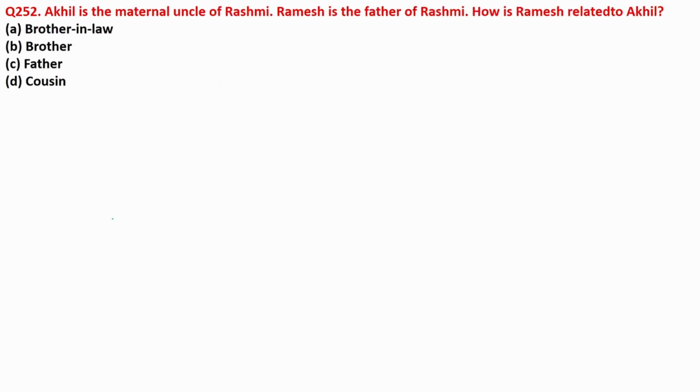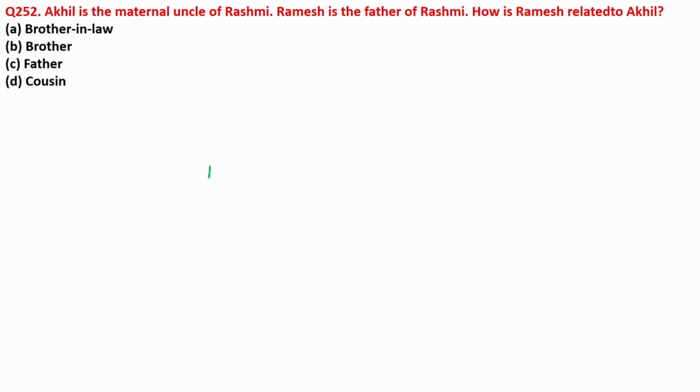Done. First one. Question number two. There is a question related to blood relations. Observe the connectivity and give me the exact relation. Let's see question number two. Akhil is the maternal uncle of Rashmi, and Ramesh is the father of Rashmi. How is Ramesh related to Akhil? See, there is a relation, connectivity, focus on that.